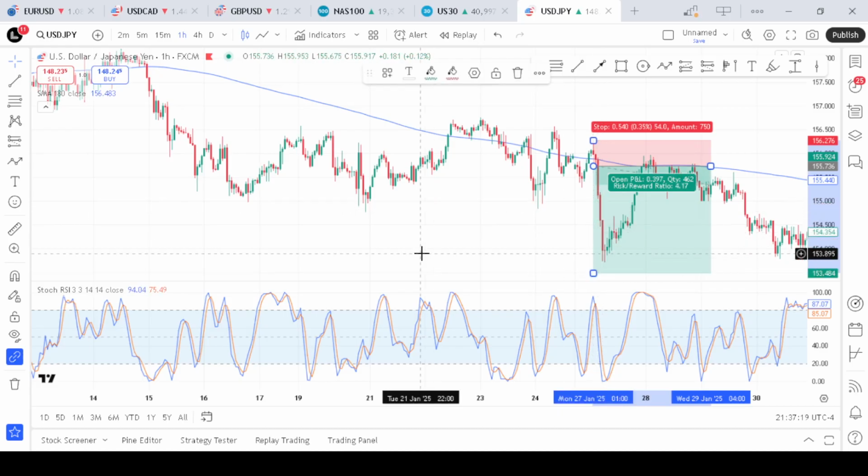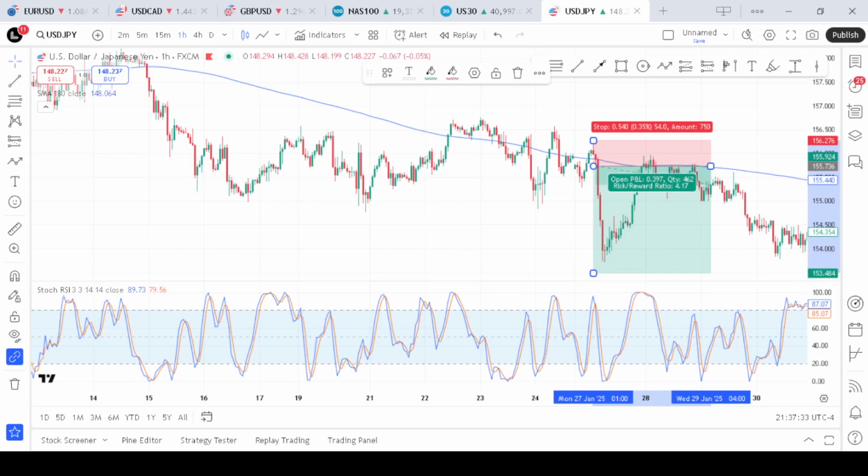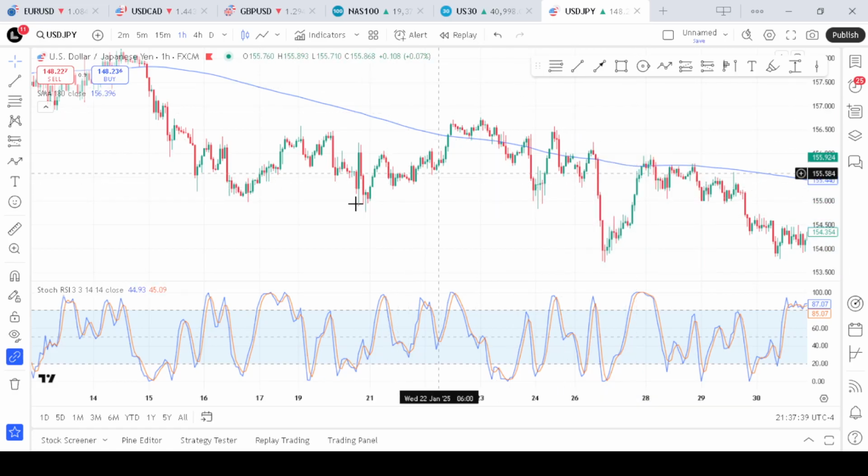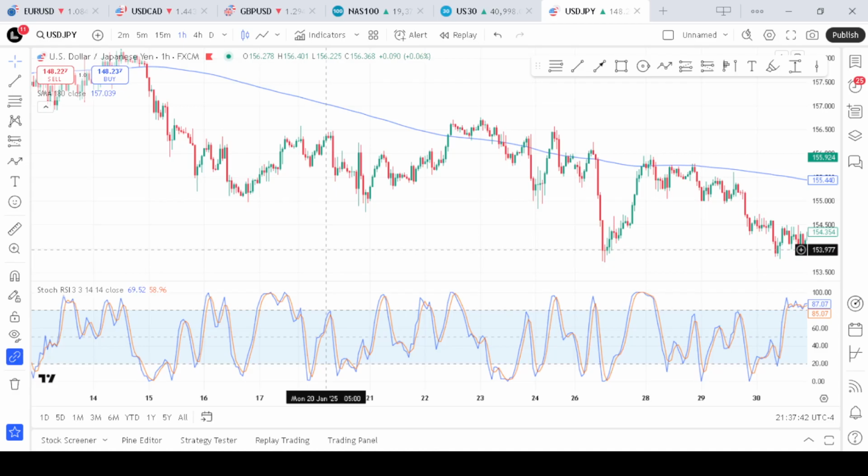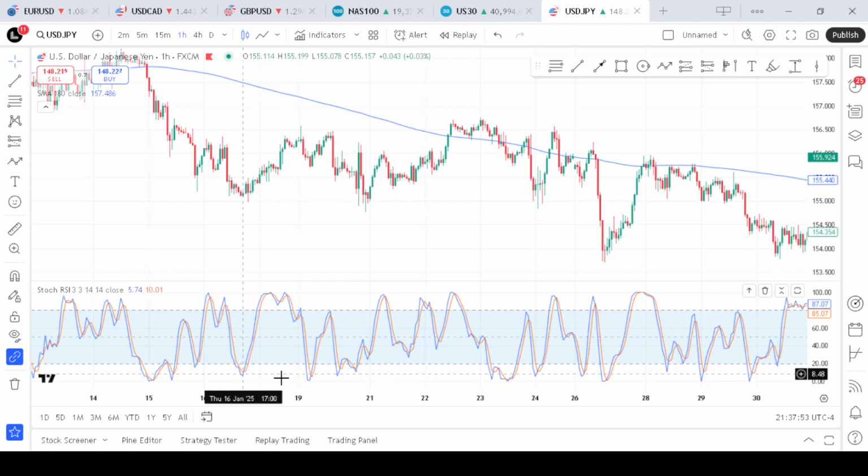One of the most powerful applications of this stochastic RSI is identifying divergence between price action and momentum. A bullish divergence occurs when price makes a lower low and the stochastic oscillator makes a higher low. This is exactly where we would want to spot our bullish reversal.